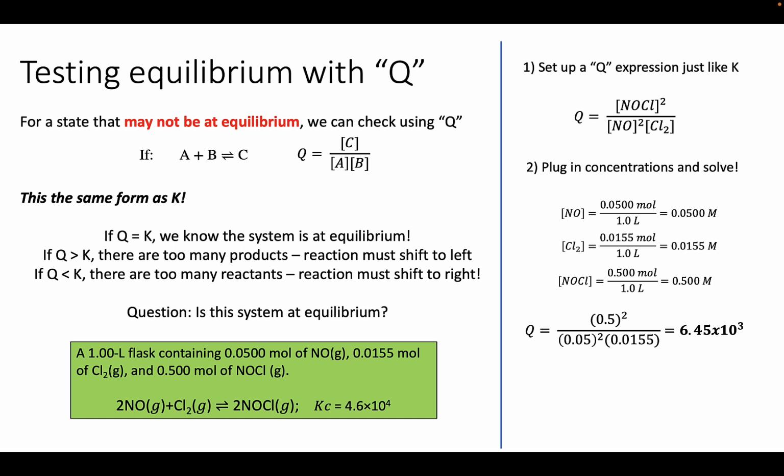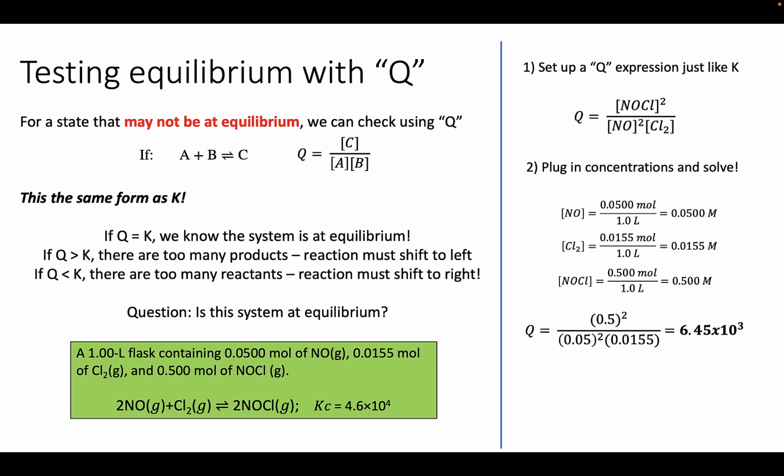Oftentimes you have a reaction, you know the value of K because it's known for all different balances of how much you should have, right? It's an identity of the reaction. So oftentimes K will be known and you'll need to do some evaluation of your state using what you know about K. With this, we can say, well, what is the difference between Q and K?